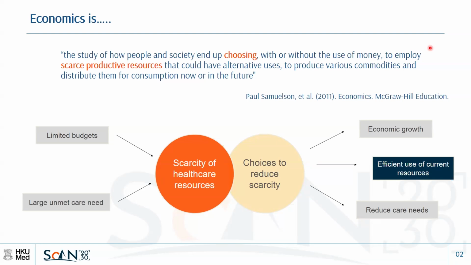Economics is about the choices in the scarcity of resources. There are three ways to address the scarcity issues. First is economic growth. Second is to reduce the care needs. And third is efficient use of current resources. It is not easy to generate economic growth quickly, and it is not possible to remove the care needs. What we can do is to make good use of available resources to efficiently allocate services and treatment to maximize societal benefits as a whole.